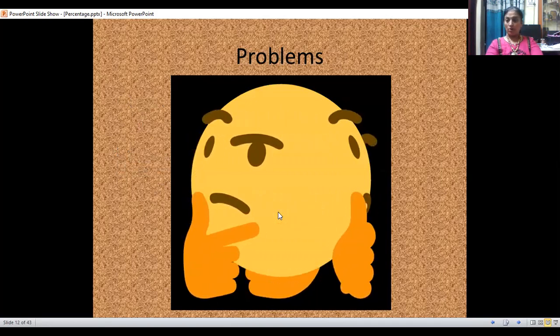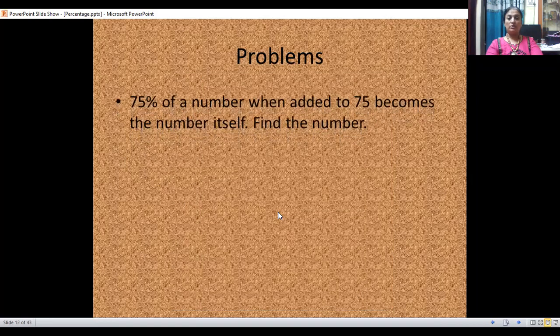So how about solving some more problems? I hope you have not tired of and now you are ready to solve some more problems. 75% of a number when added to 75, here 75 is a number, and one more number is there, we don't know it, isn't it? If you add 75% of the number to 75, then it becomes the original number itself. Find the number.